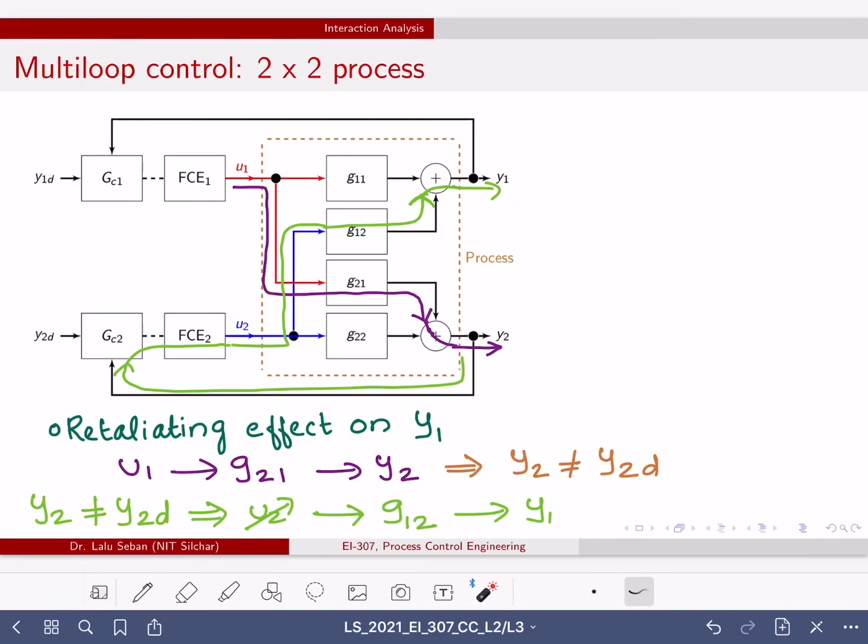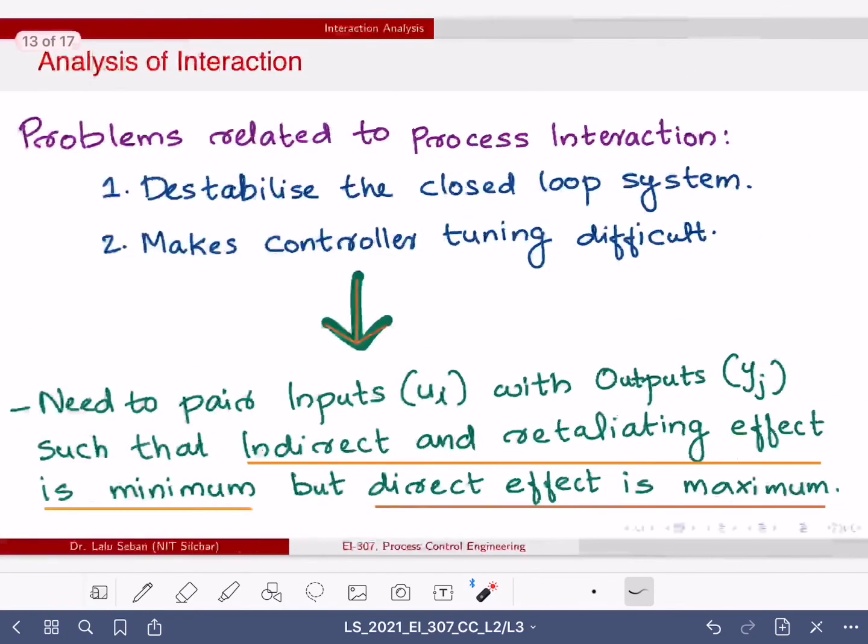Now the pairing here, this is called interaction analysis. How much is the effect of each interaction? That we have not done here. That is exactly interaction analysis. Based on interaction analysis only, we should decide what kind of pairing we should do. Now, because of the interaction, what are the problems that we will face? We have seen how complexly it is affecting the closed loop system. So ultimately it will destabilize the closed loop system.